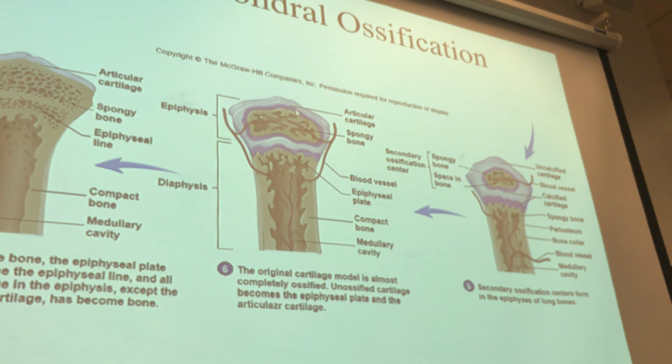Again, there are areas where we don't replace with bone tissue. And one of those areas is where the epiphysis and the diaphysis meet, right? That area of cartilage becomes your epiphyseal growth plate. And then the second area that we don't replace with bone tissue is at the very ends. That becomes our articular cartilage.